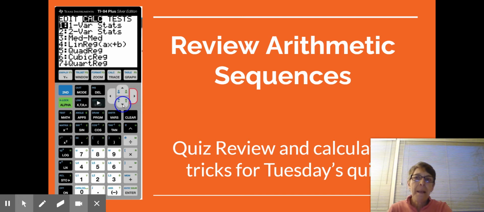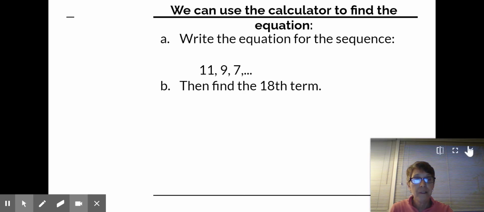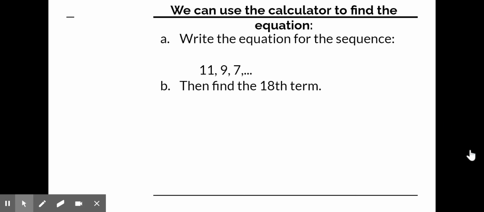I was thinking maybe your calculator might help you with some of the problems you're going to see on the quiz on Tuesday. So I decided to make a video with my calculator and show you how I might approach some of the problems a little differently if I had a calculator to help me. So let me go away for a minute and we'll talk about the first problem.